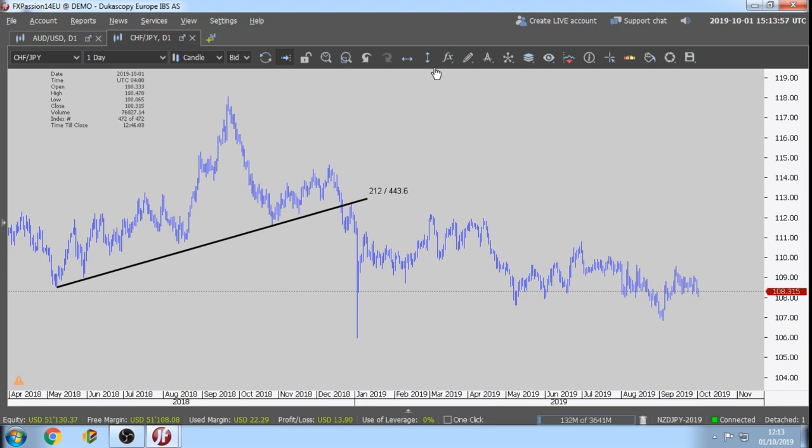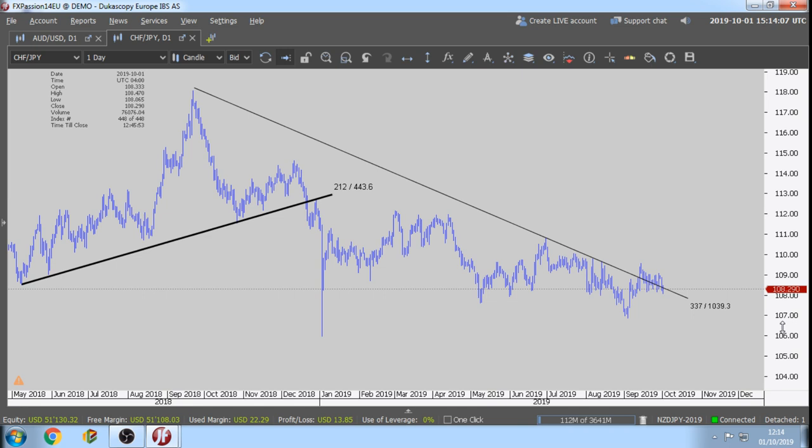So the market is moving down, lower low, lower high until here, right? So this was the downtrend line.